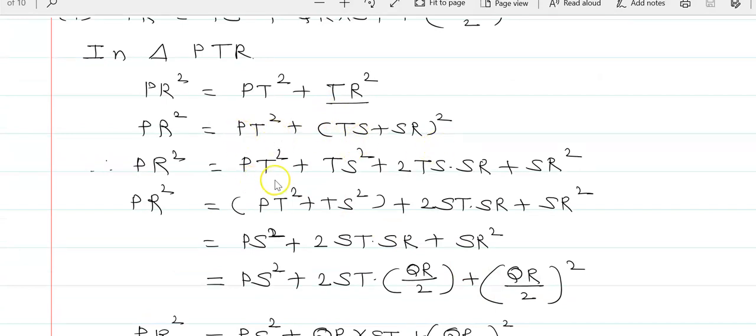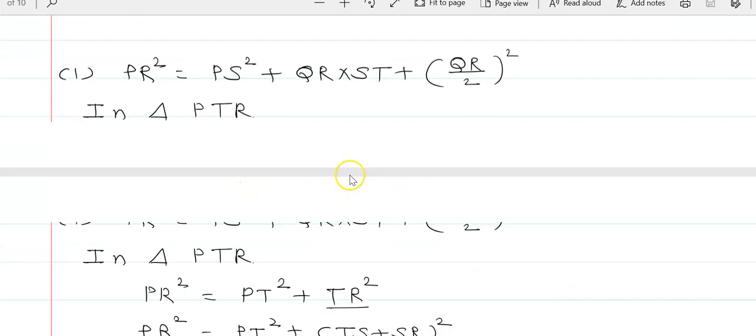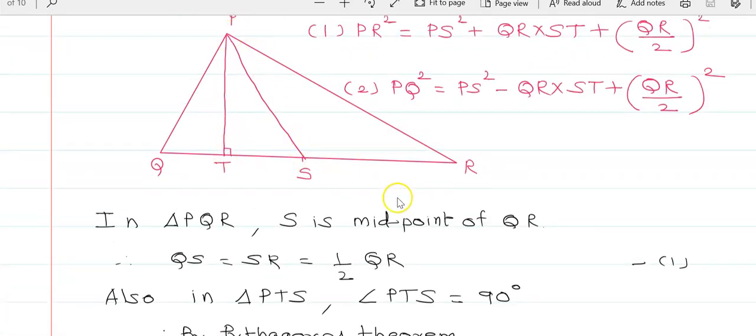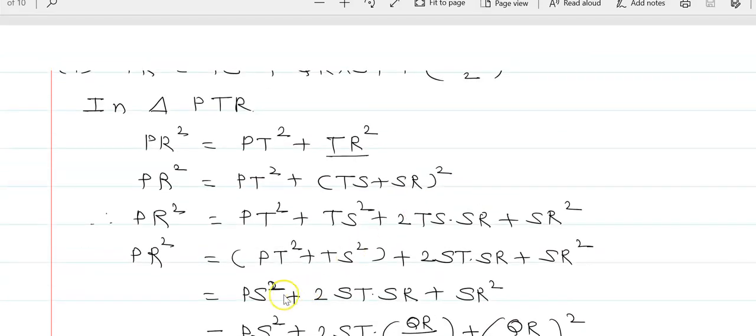Expand this. PT square plus TS square plus 2 times TS into SR plus SR square. And therefore we'll collect these two terms. That is PT square plus TS square. If you see this, PT square plus TS square is nothing but PS square. Therefore we'll replace PT square plus TS square by PS square, and the remaining two as it is. That is 2 times ST into SR plus SR square.